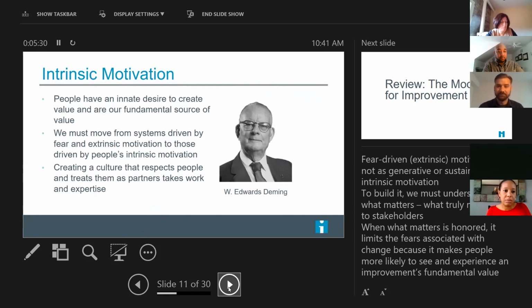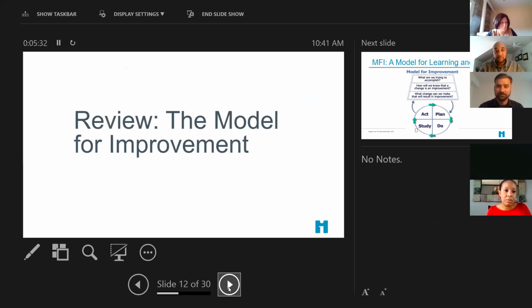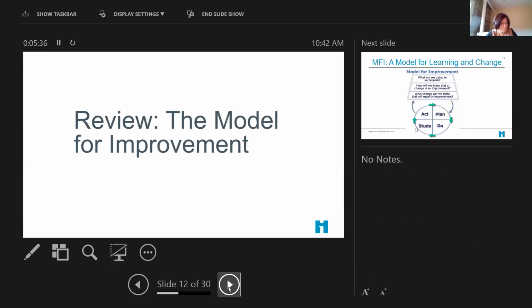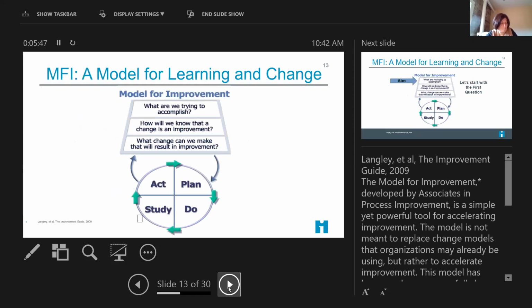And so those are the philosophies that underlie this, but let's remind ourselves about the model for improvement. The model for improvement is in some ways a simplification of a complex process of change that allows us to think about how we approach any problem we're trying to solve. One thing I want to note is that these 3 questions at the top are not sequential.